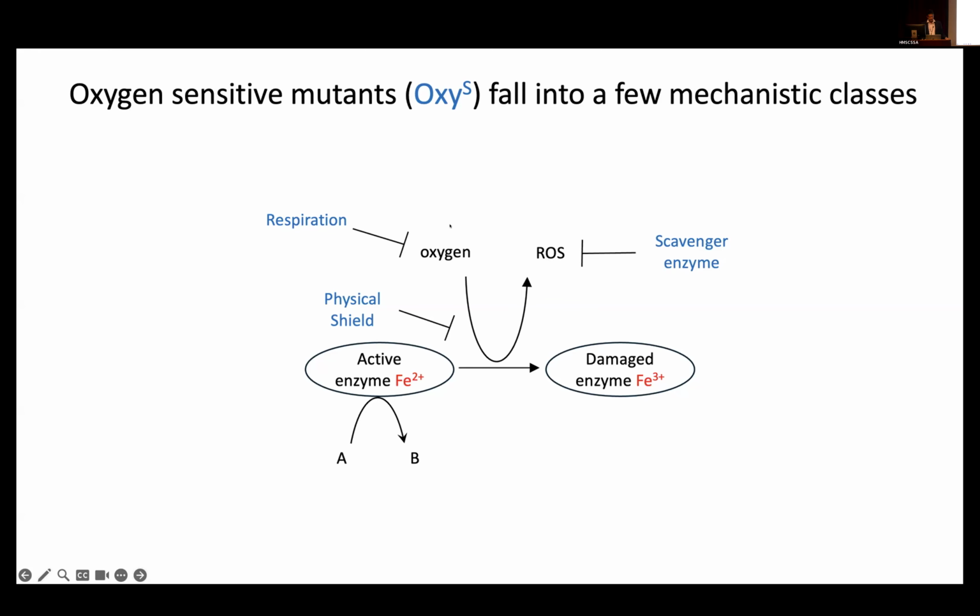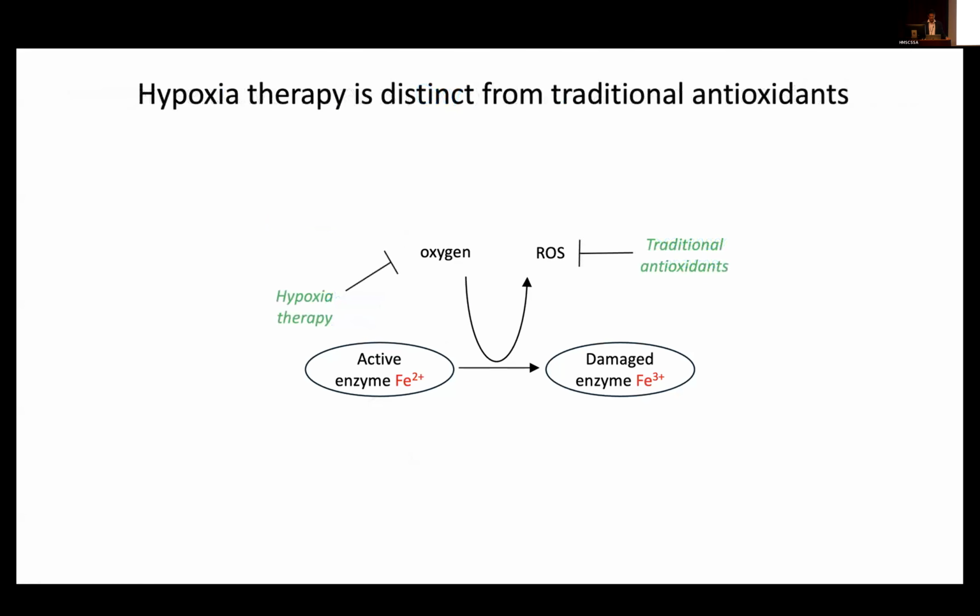Respiration also helps to eliminate this oxygen. So if you can't respire, now you become more vulnerable to high O2 because you can't suck away the O2. Similarly, you might have some ROS scavenging enzymes. Those are going to be important here, but if you don't have any ROS, you can probably dispense with those. And so those are some of the mutational classes, mechanistic classes into which our oxyS mutants fall.